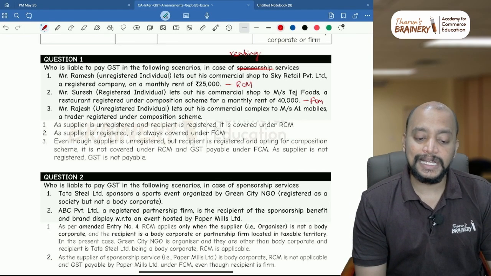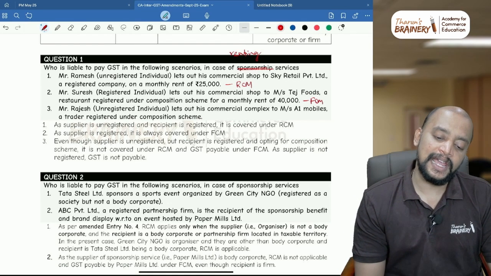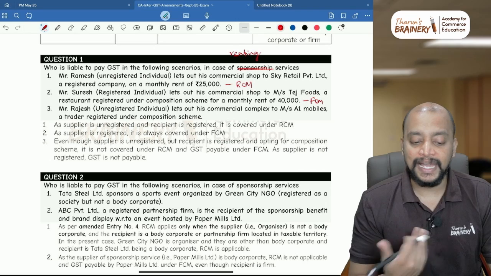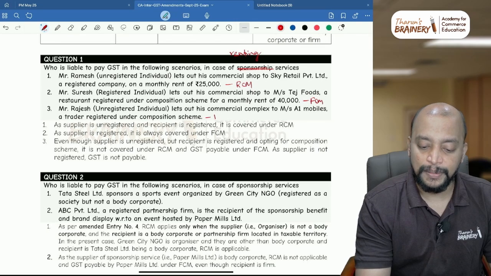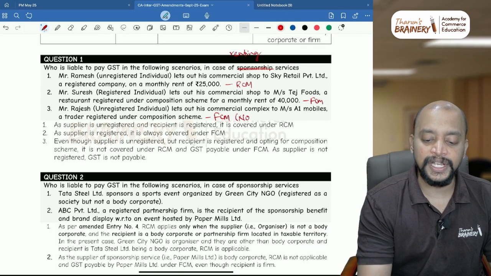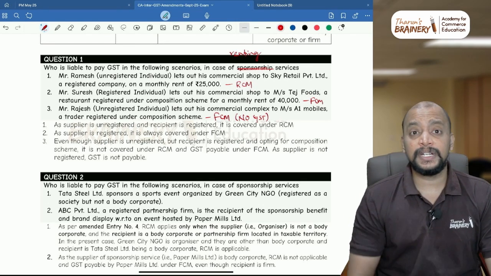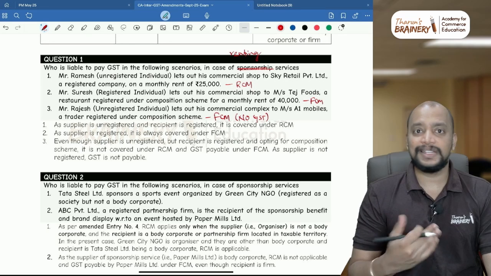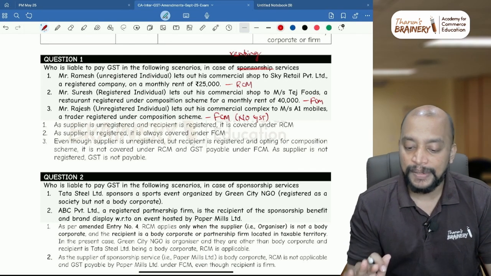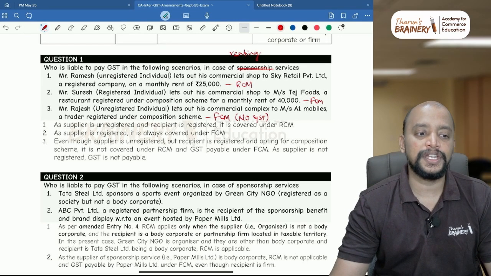Next, number 3. Mr. Rajesh, an unregistered individual, lets out his commercial complex to Messrs. A1 Mobiles, a trader registered under composition scheme. Now in this case, who will be paying GST? Supplier is unregistered. Recipient is registered but opting for composition scheme. It will be FCM only, but there is no GST. Why? Because the supplier is unregistered. In that case RCM is not applicable, but as supplier is not registered, you should write GST not payable. That's how we need to arrive at the answer.